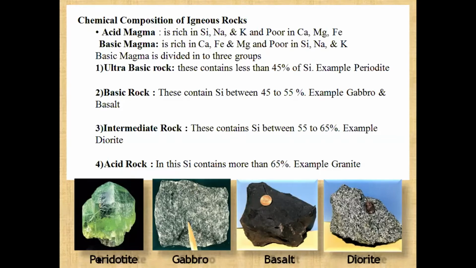And then comes the acid rock. Acid rock is the one in which we have silica more than 65%. Just remember these percentages, these are very important. 45% below will be ultra basic, 45 to 55 will be basic, and then 55 to 65 will be intermediate rock. And then if the content increases more than 65, then we call it as granite.